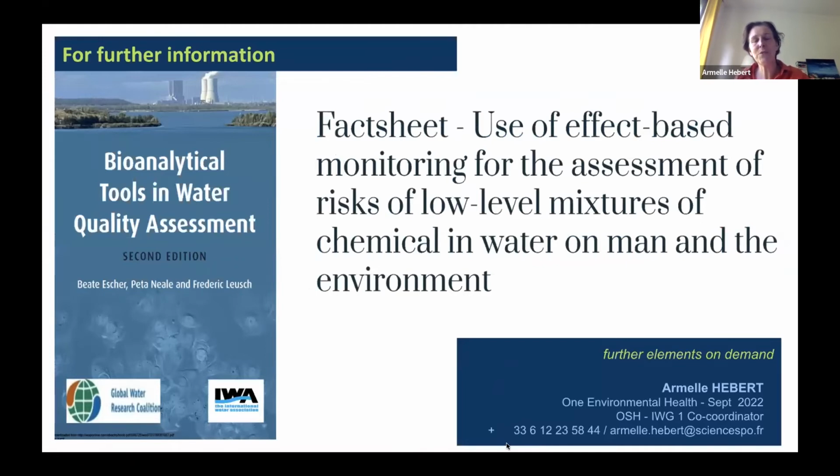Of course it was very short because it was a very brief overview of what has been done at European level, but also on a larger scale in the Global Water Research Coalition with more than 25 to 30 international partners, academics, scientists, institutional bodies, and so on, and also with WHO on the board of this project.